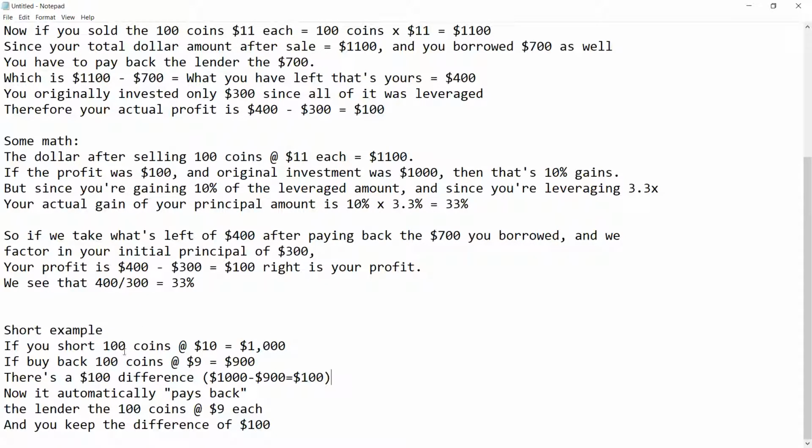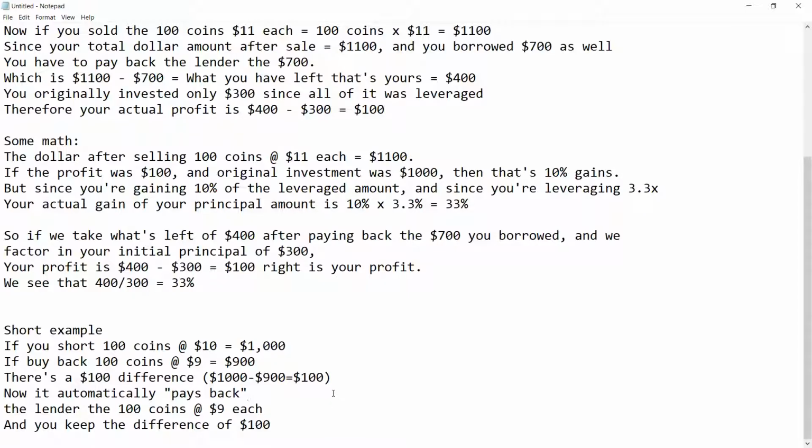If you short, for example, 100 coins at $10 each, well, that's $1,000, right? Now, let's say the price dropped by $1. Well, you're able to buy back all of those 100 coins that you borrowed for $9 each, right? That equals $900 clearly. Makes sense? So you're borrowing 100 coins at $10 each, which is $1,000. But if you buy back the 100 coins at $9 each, that's $900. So you're basically saving $100, right? So there's a difference of $100, right? 1,000 minus 900 is $100.